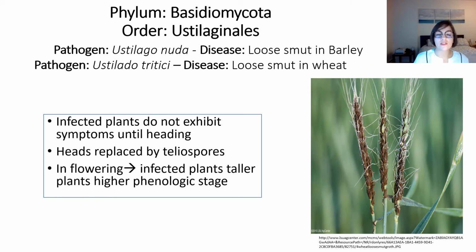Usually infected plants do not exhibit any symptoms until the head develops, and as we can see in this photograph, the heads are replaced with teliospores. That's why we have this brown color in the wheat spikelets. And usually during flowering, infected plants look taller and they develop faster. That's why they show a higher phenological stage compared to all the other plants.